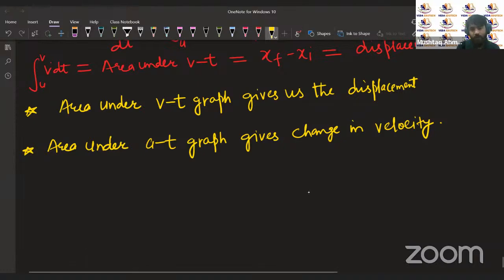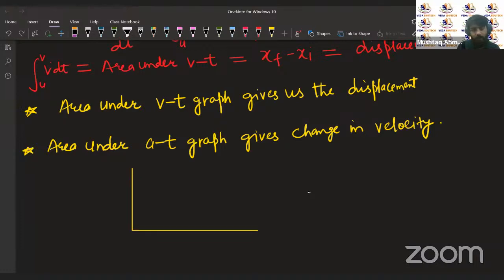Let's suppose this is the velocity time graph. You can see here, at different points like point A and point B, if we draw a tangent at point B, it will be like this, and at point A, the tangent will be like this.